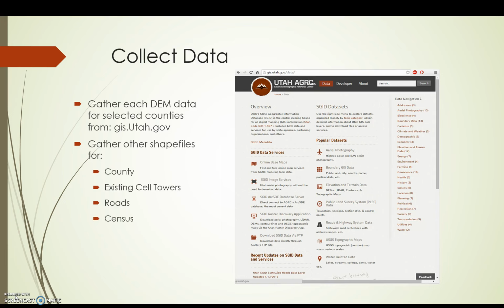In order to begin the code, we first needed to collect the 4 DEMs for each county from gis.utah.gov. Then we collected all the necessary shapefiles: data for a county, existing cell towers, roads, and census data.